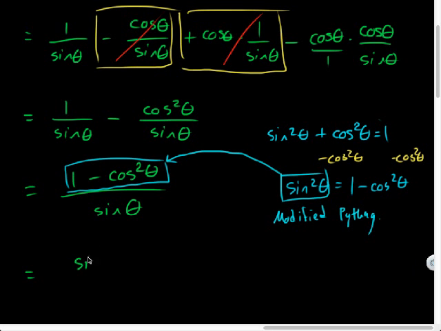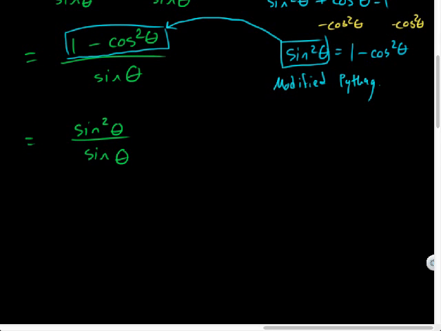So this is the same as sine squared theta all over sine theta. What happens there? This sine theta cancels out with one of those, leaving one behind. So I get plain old sine theta.